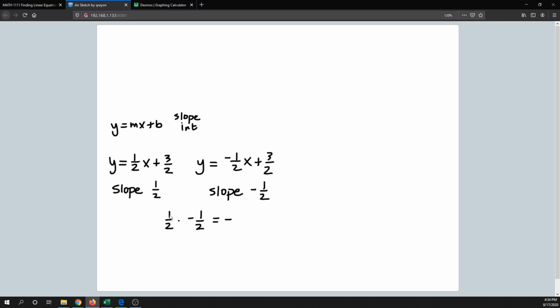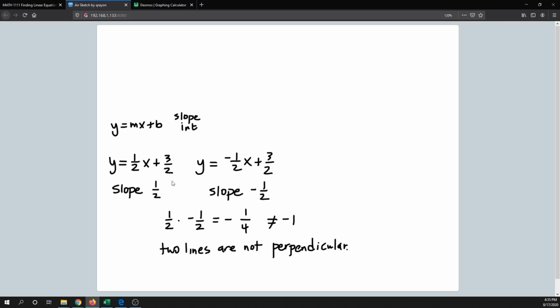And then we're multiplying fractions. So 1 times 1 is 1, and 2 times 2 is 4, right? So when we multiply the two slopes, we get -1/4, which is not equal to -1, right? So the two lines are not perpendicular.